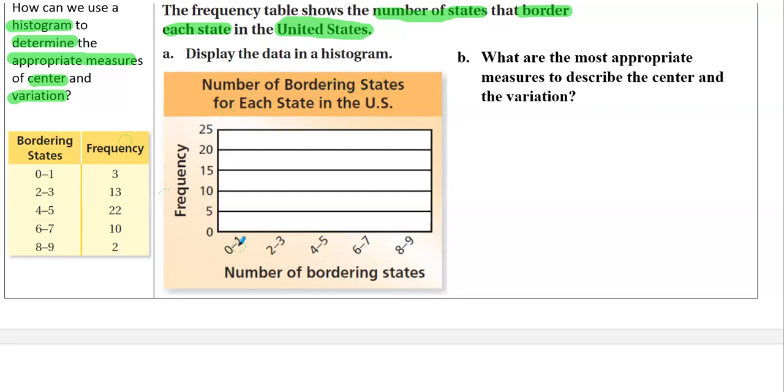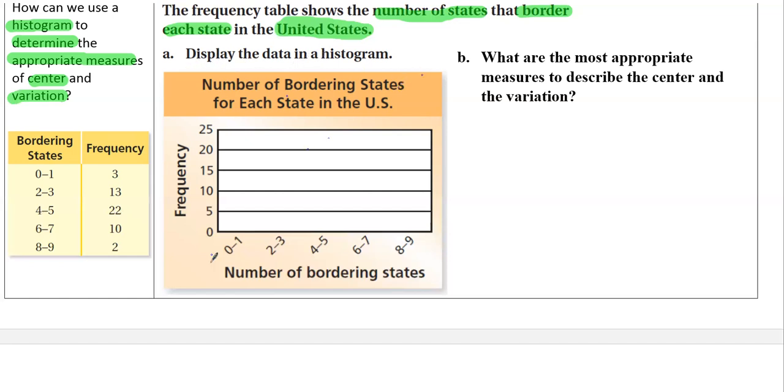Okay, remember on a histogram, we have intervals, right? They're all the same size, and they're all adjacent to each other. And it's basically a number line, least to greatest. Frequency is how many of the data are in that interval. So bordering states, 0 to 1. Frequency is 3. So what I'm going to do, well, the first part A, I should actually read it again.